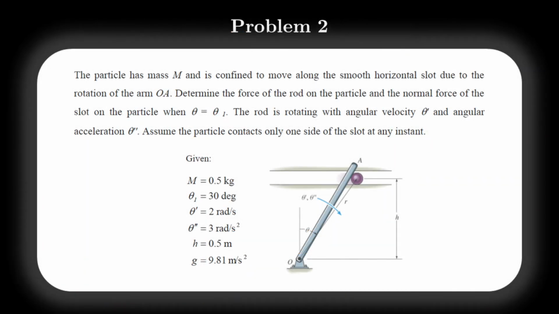Now for problem 2. It states, the particle has mass m and is confined to move along the smooth horizontal slot due to the rotation of the arm OA. Determine the force of the rod on the particle and the normal force of the slot on the particle when theta equals theta 1. The rod is rotating with angular velocity theta dot and angular acceleration theta double dot. Assume the particle contacts only one side of the slot at any instant.